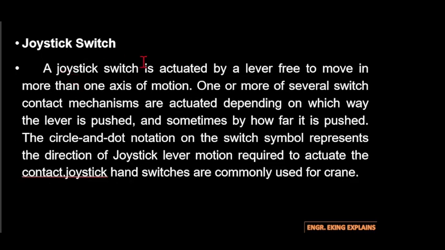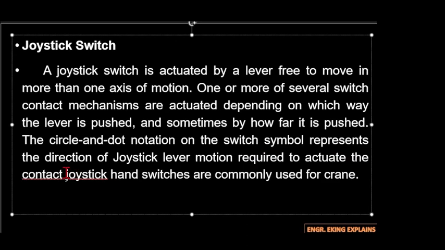Joystick switch. A joystick is actuated by a lever free to move in more than one axis of motion. One or several switch contact mechanisms are actuated depending on which way the lever is pushed, and sometimes by how far it is pushed. A circle-dot notation on the switch symbol represents the direction of joystick lever motion required to actuate the contact. Joystick switches are commonly used for crane operations.